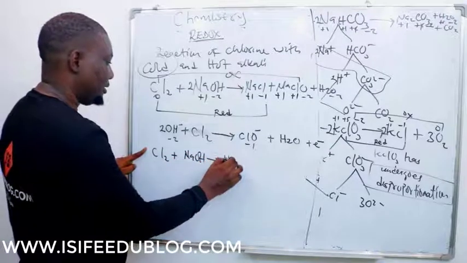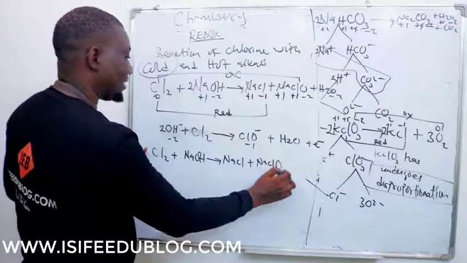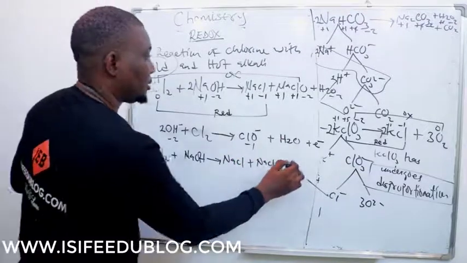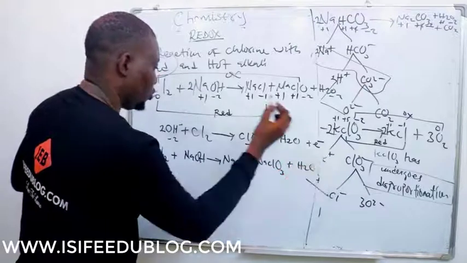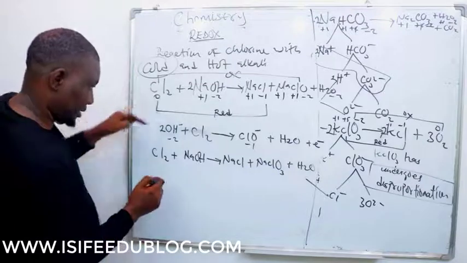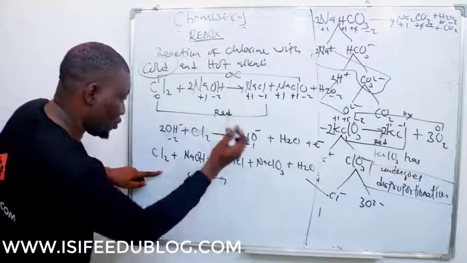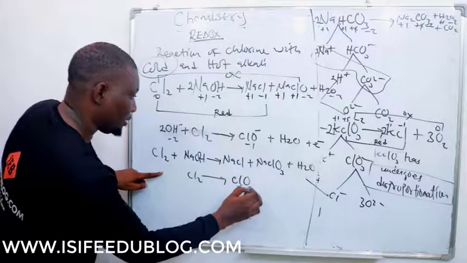NaOH giving NaCl, but this I have NaClO3 plus H2O. Okay. In this equation now, just try to see how it is. So I'm going to have Cl2 versus this, and I have only ClO3⁻.